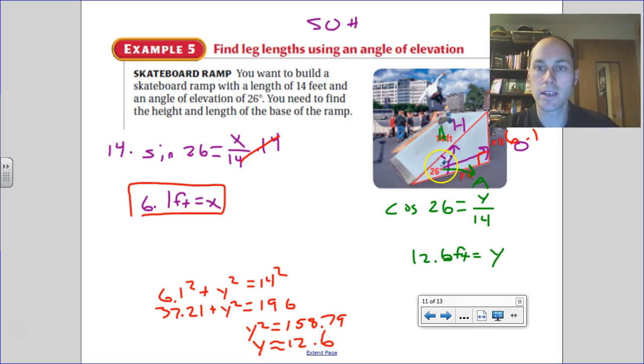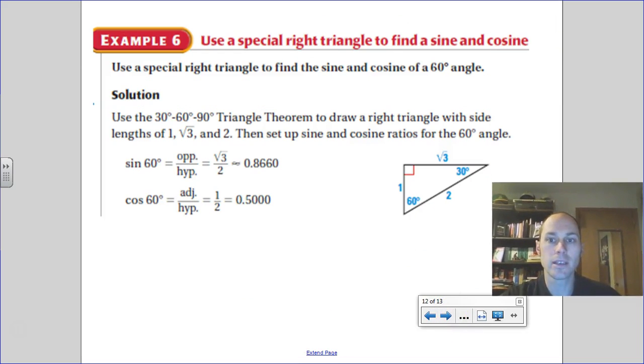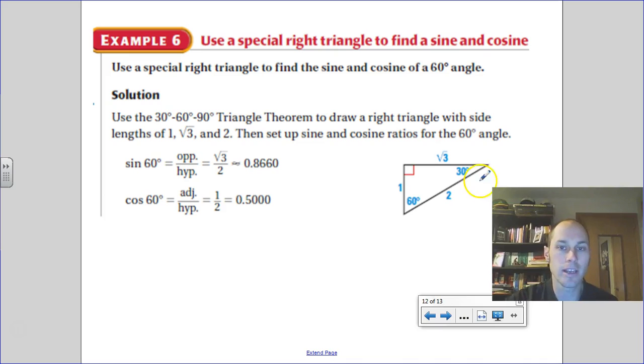Or if we want to use trig, this is the adjacent side, hypotenuse. So AH, CAH. So I did cosine of 26 equals adjacent over hypotenuse. Multiplied both sides by 14. 14 times the cosine of 26 is 12.6. So either way it works. So Pythagorean theorem, if we know two sides, or if we just know one side and an angle, we can use trig. And here's where we get that special right triangle again.